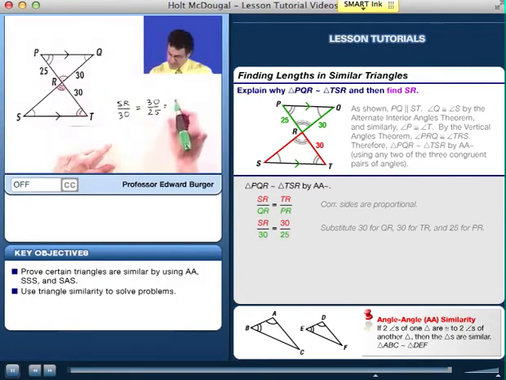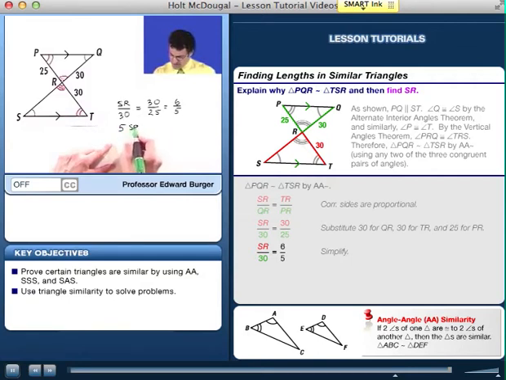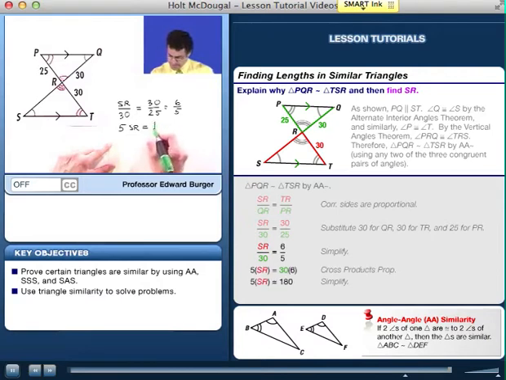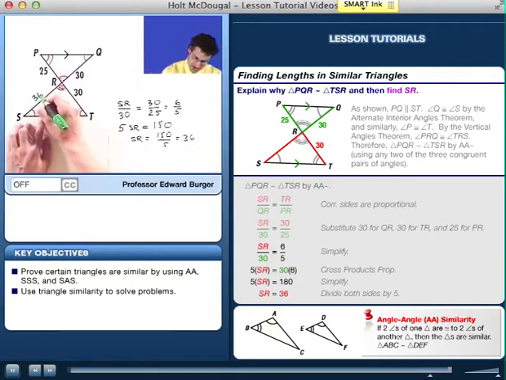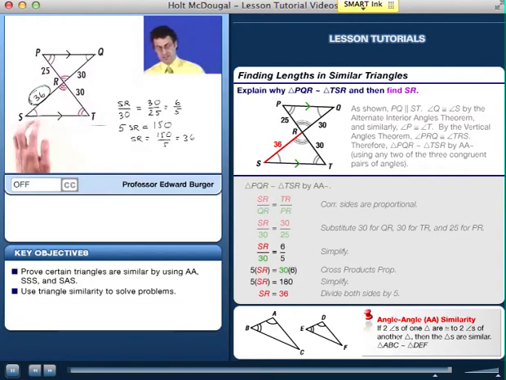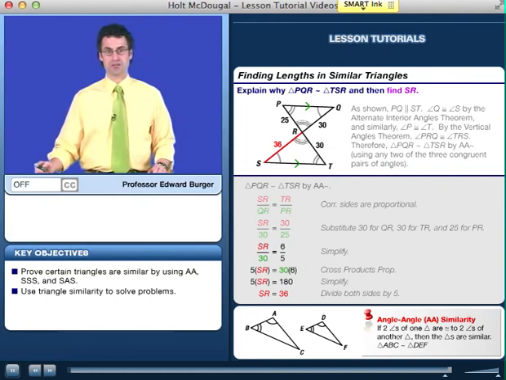Okay, now this ratio can be simplified a little bit. Get rid of a factor of 5 here, and I can write this as 6 over 5. Now I can use the cross product idea, and I see that 5 times SR is equal to 6 times 30, which is 180. When I divide, I see that SR equals 180 divided by 5, which is 36. So this length, SR, is 36. We were able to find that by first realizing that these triangles in the picture are, in fact, similar. Very cool.